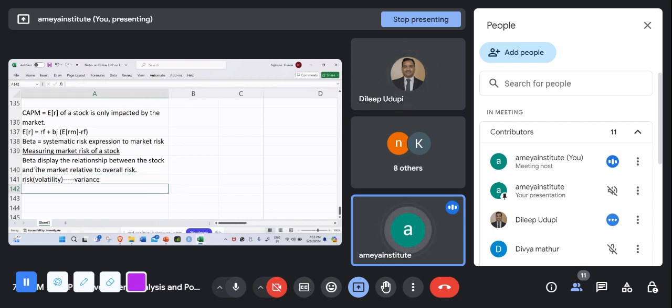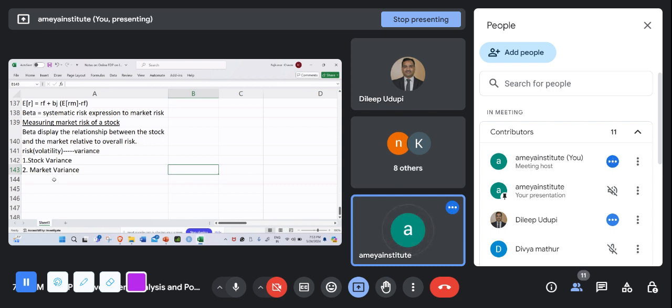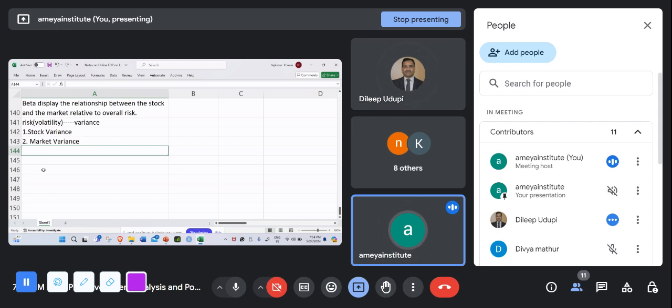So when we say variance, we can calculate two variances: one is stock variance and the second is market variance. So variance of a stock and variance of the market, right? Is it clear? Shall we discuss now how to calculate stock variance? Yeah.